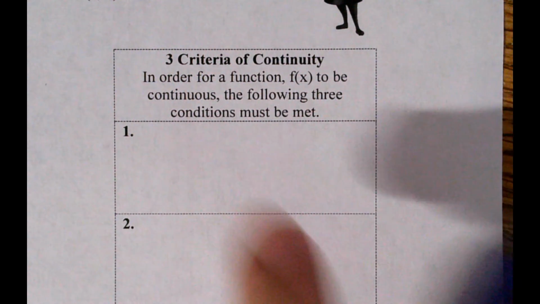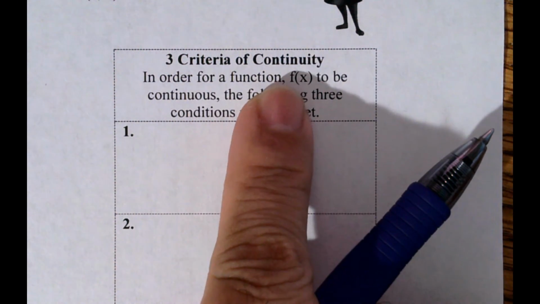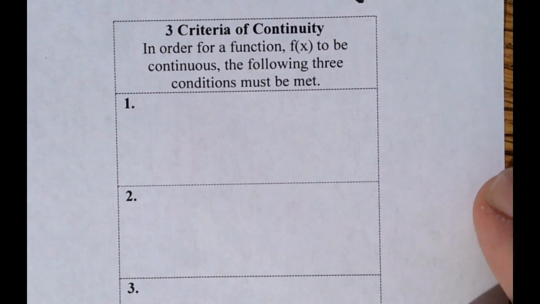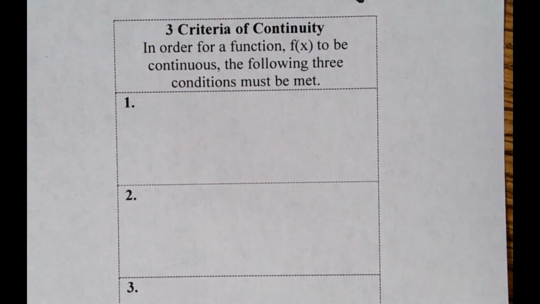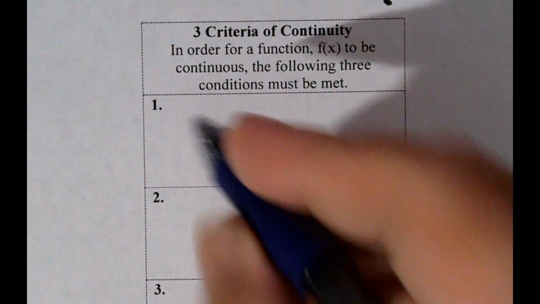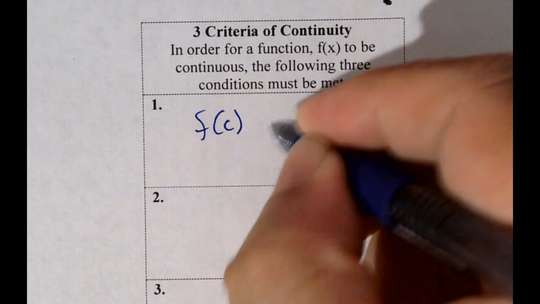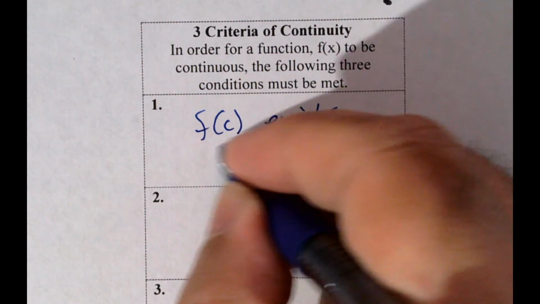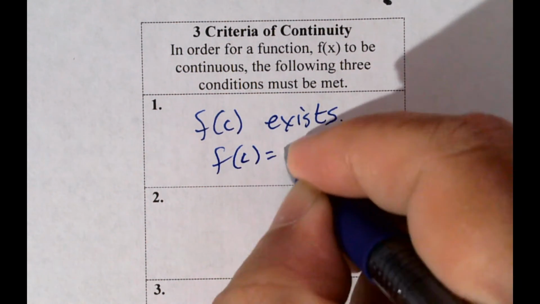So what is the criteria of continuity? The 3 criteria of continuity. In order for a function to be continuous, all 3 of these conditions must be met. So the opposite of f of c being undefined: f of c must exist. So f of c exists, or we can say f of c equals some number L.